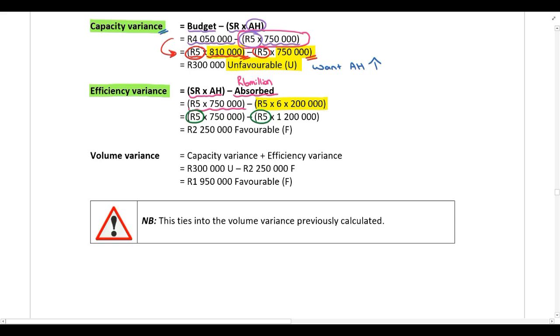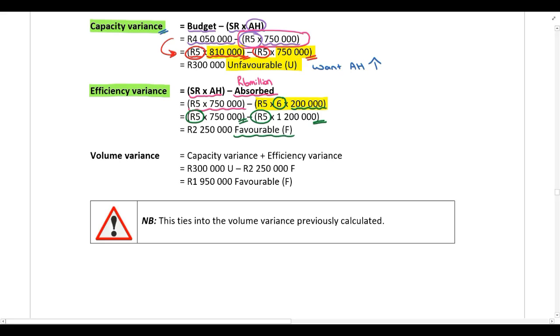So what we are doing is we are saying if they actually produced 200,000 units, according to the standard, it should have taken them 6 machine hours per unit. So it should have taken 1.2 million machine hours. It actually took 750,000 machine hours. So because it actually took less time than what it should have, this variance is favorable.